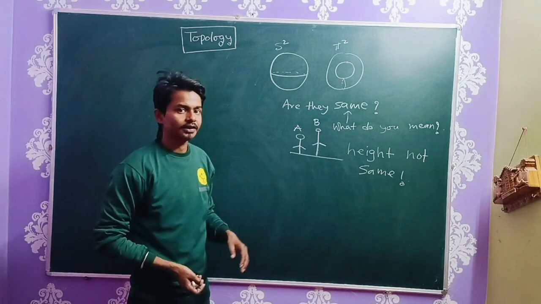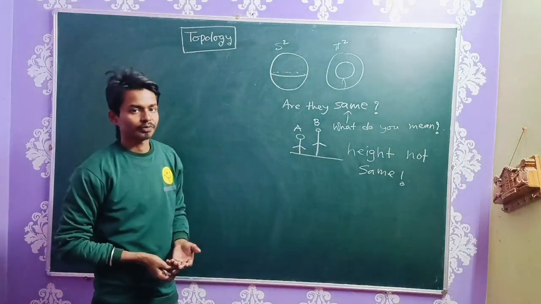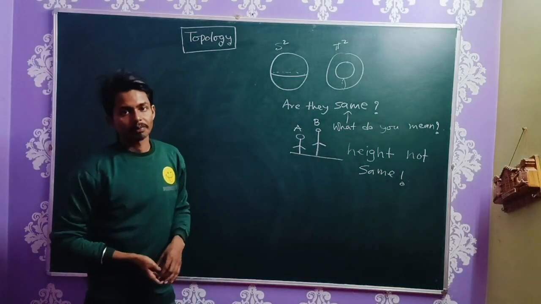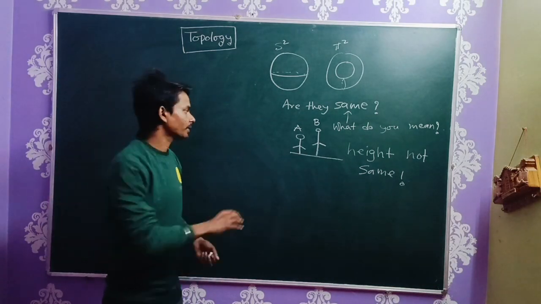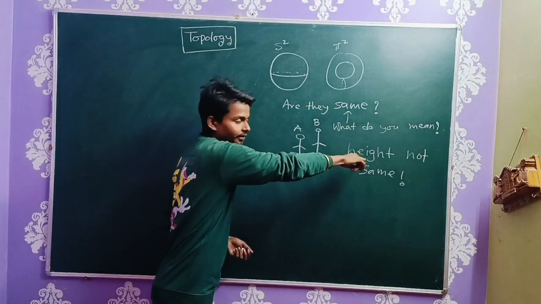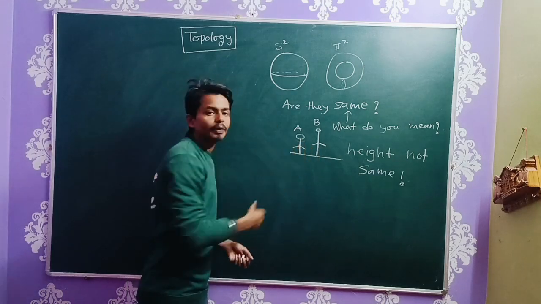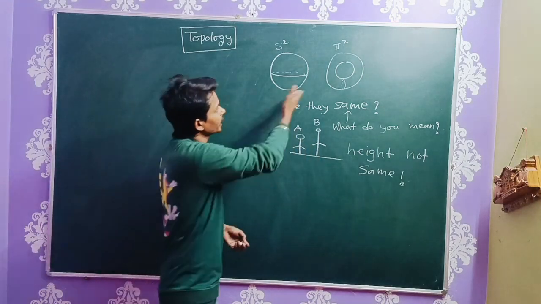But what about the weight? If you measure the weight, maybe they are same, maybe we don't know. But with respect to height, these two persons are different. So here you have a measurement system, that is height. You use it and you declare that these two persons are different.